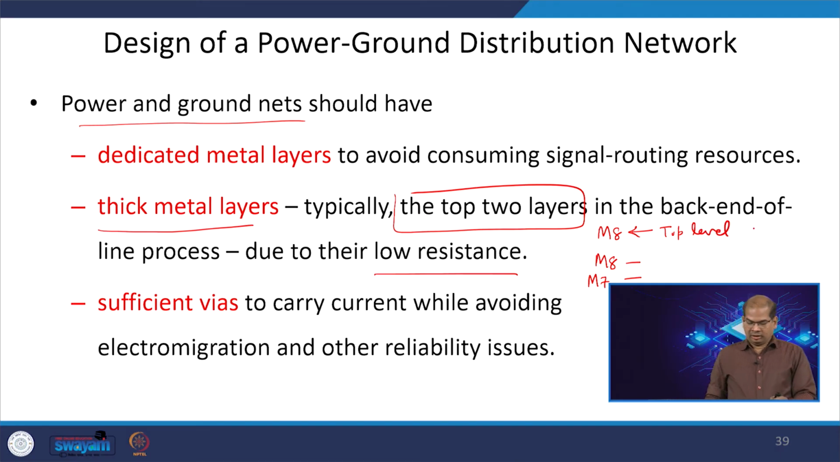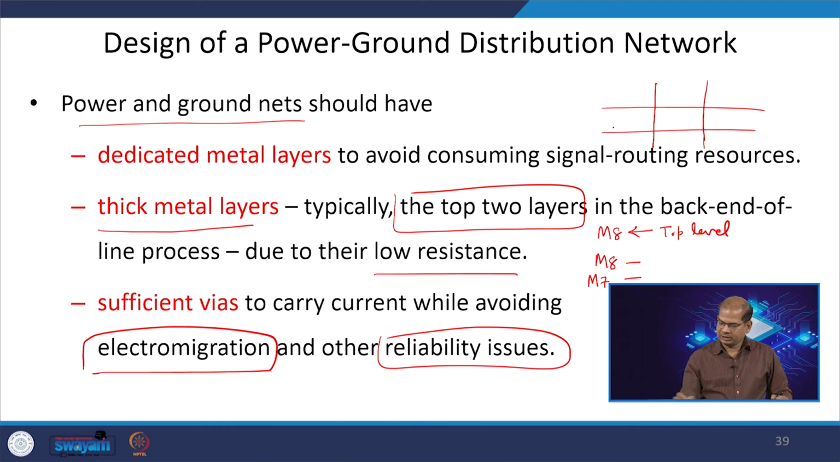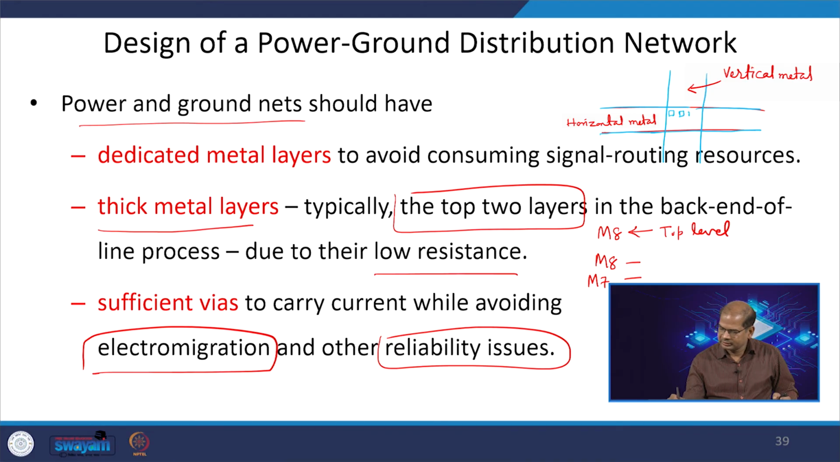Now, we should have sufficient vias. If you do not have sufficient vias, then that leads to two effects: one is called electromigration, and the other is reliability issues. Whenever you have multiple connections, those connections should have multiple vias. If I have a wider metal, and let us say this is a horizontal metal and this is a vertical metal, we should have multiple vias here.